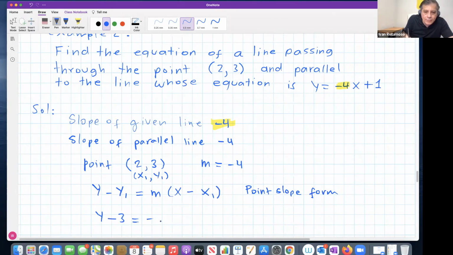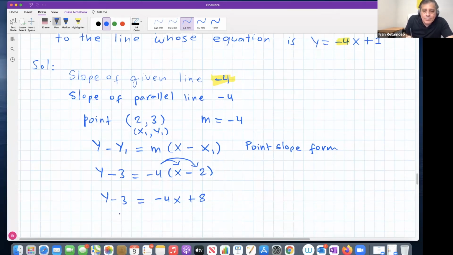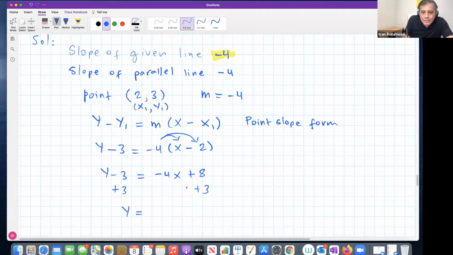The slope is -4, x minus x1 is 2. Work this out, y minus 3 equal -4x, -4 times -2 plus 8, right? Finally, to express your answer in what is called a slope intercept form, just add 3 to both sides of the equation. And as a result, you will get that y is equal to -4x plus 11, right? So that's it. Very good, very good. And this is the equation of the parallel line, right?